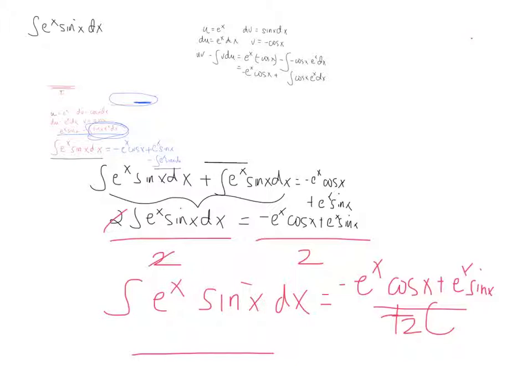Like this one, this is a 2, so we have to divide by 2, and after that you can now get the integral of e to the x sine x dx. Okay, that's it.